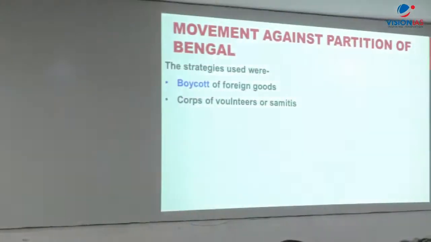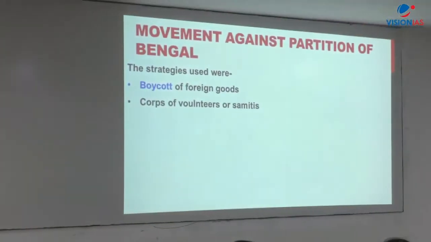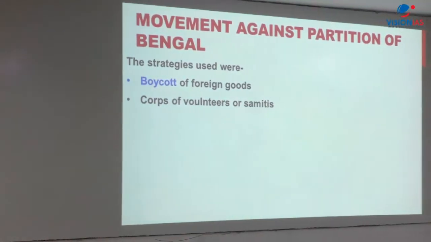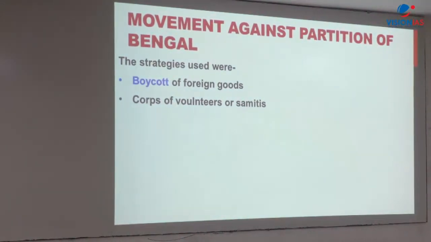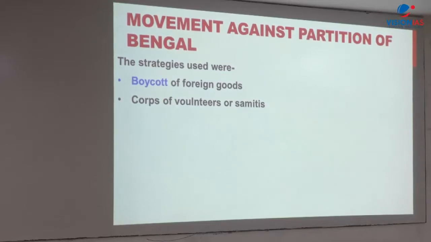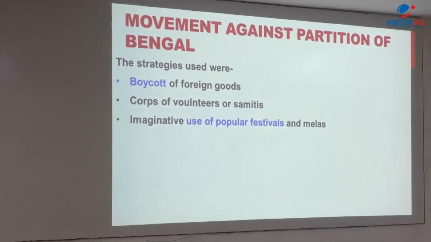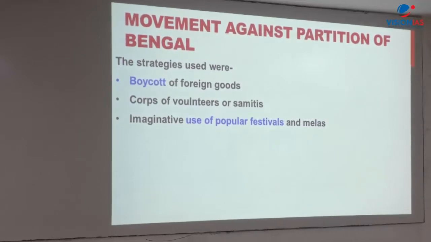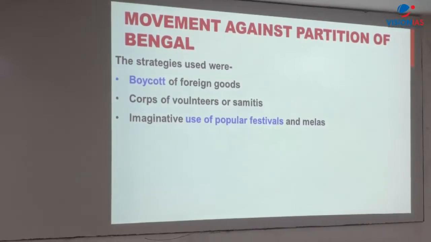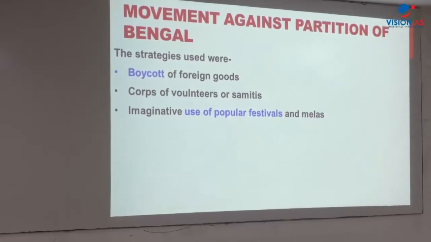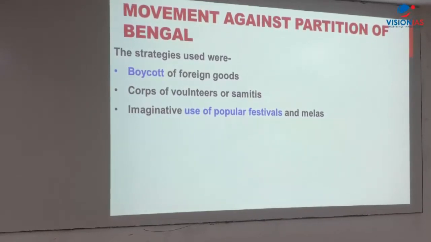Now, also for involving the masses, they formed groups of volunteers who went door to door to explain to people the real motives of the British in dividing Bengal, and only this could ensure the involvement of the masses. At the same time, they used popular festivals to encourage the masses to show their resentment against the partition of Bengal.